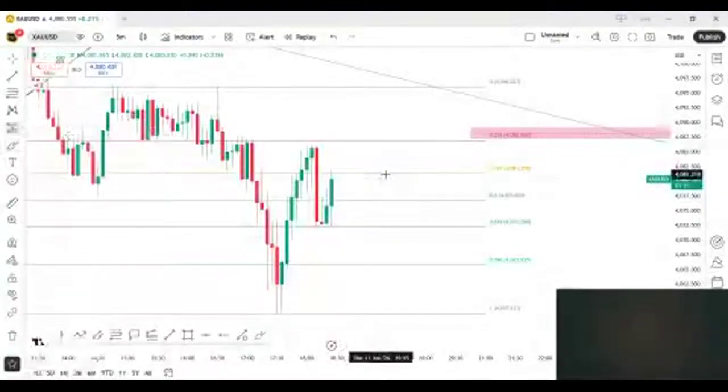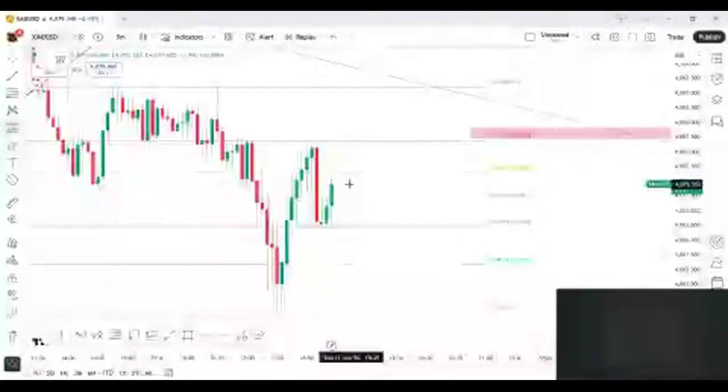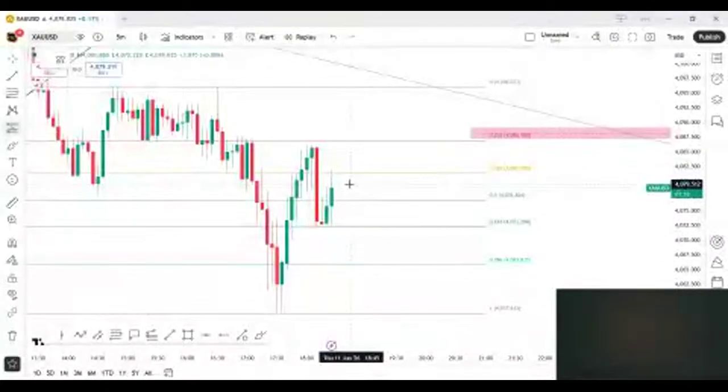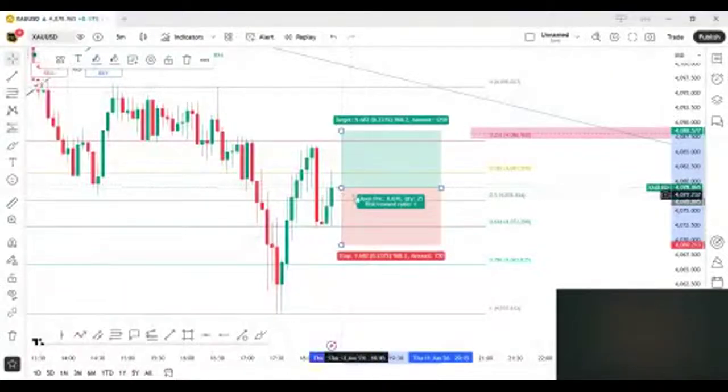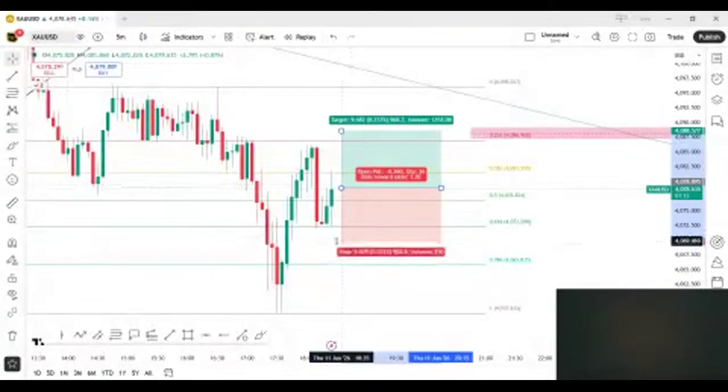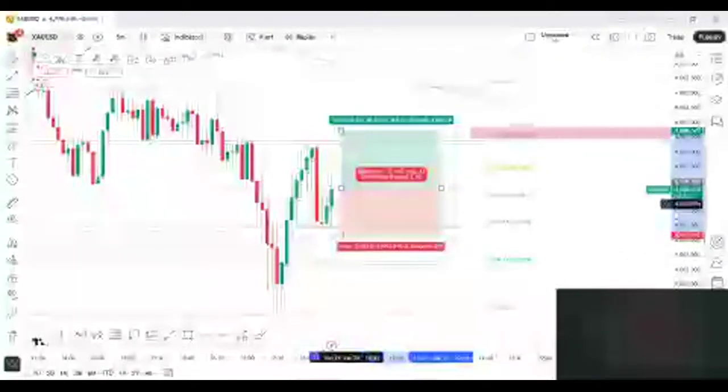As I've told you, in this area we will see the reactions. Everybody get ready. We are looking for the buy positions. So our buy trade is at 4078. You can open the layer, guys.